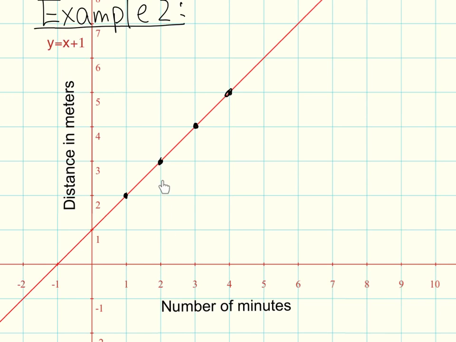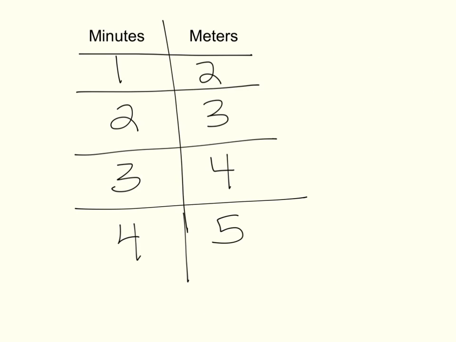At 2 minutes, I go up to where it meets the line. That's easy to see that that's 3 meters. So you want to find a couple of points that are easy to find. So 3 minutes, 4 meters. 4 minutes, 5 meters. And we're going to take those points and put them into a table. Okay, so here's what our table looks like from that graph. And now what we're going to do is test the table.